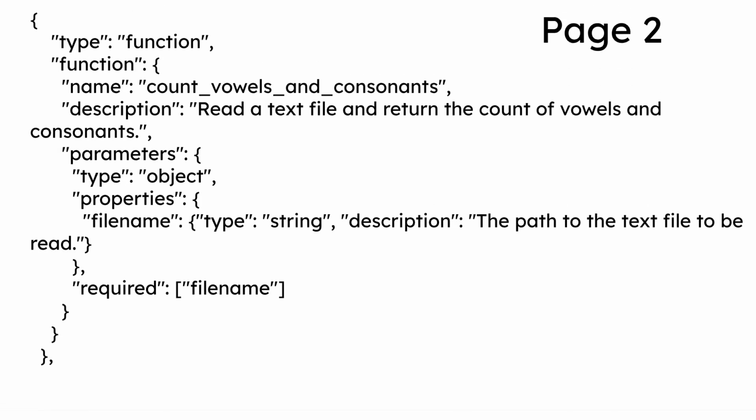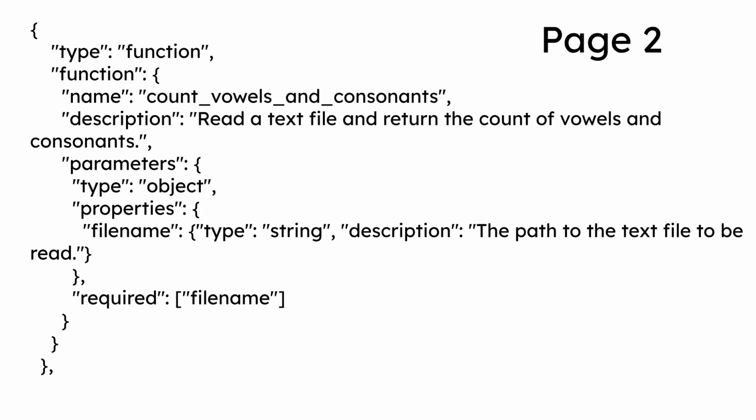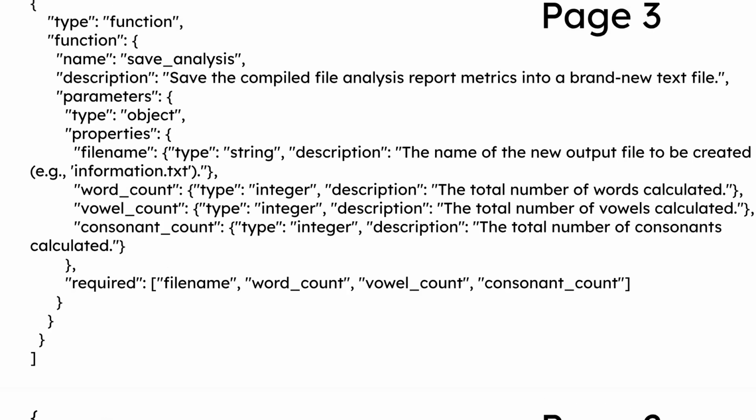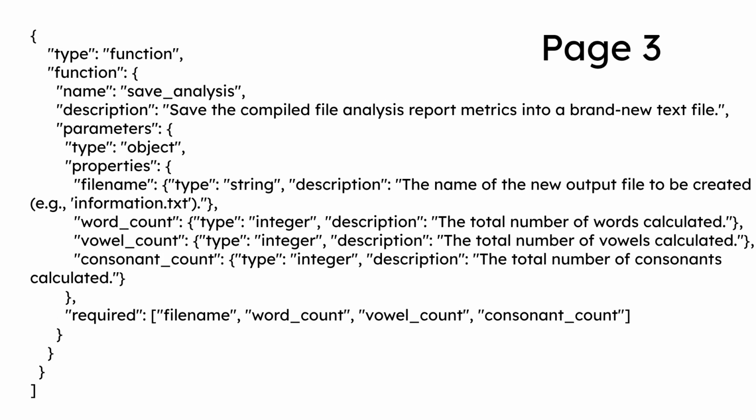As we scroll down, you'll see the exact same layout for count vowels and consonants, which acts as our slicer. But take a close look at our final tool at the bottom, save analysis. Look at how detailed its parameters are. We aren't just telling it the names of the inputs, we've added custom descriptions for each one. We explicitly tell the AI that file name is the name of the new output file to be created, like information.txt, while word count, vowel count, and consonant count are the integer metrics it calculated from the previous steps.